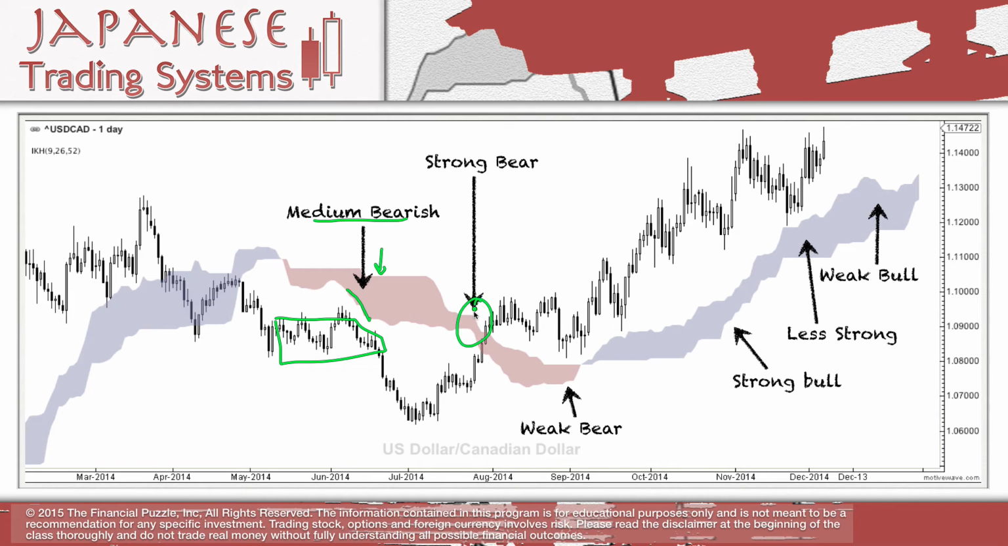Okay, now if you come over here, you had two lines going down. You had Senkou A and B going down, and that says strong bear. Well, if you look back, sure enough, that's exactly what was happening. So what you're seeing here is the cloud is helping predict the future.